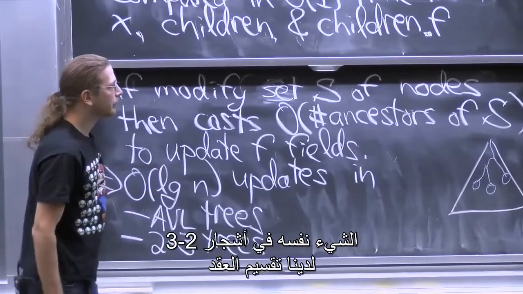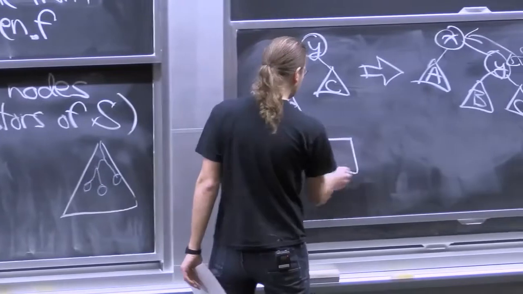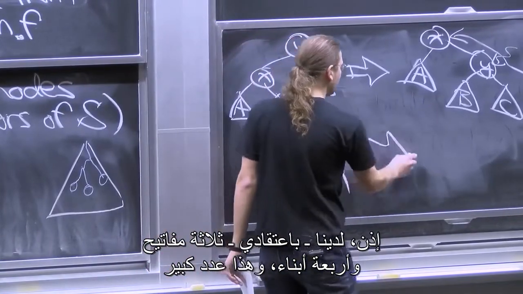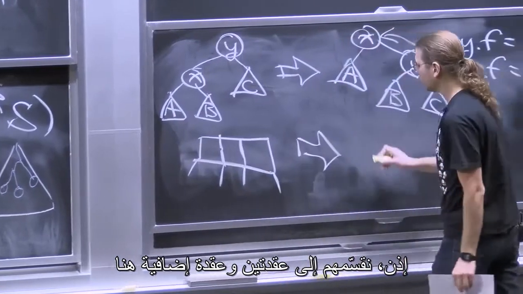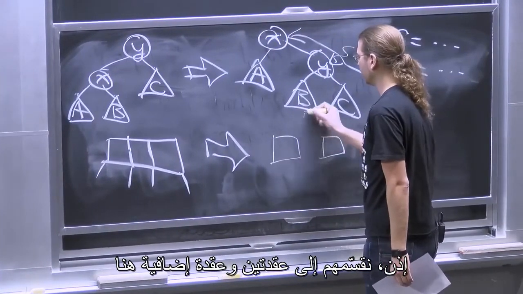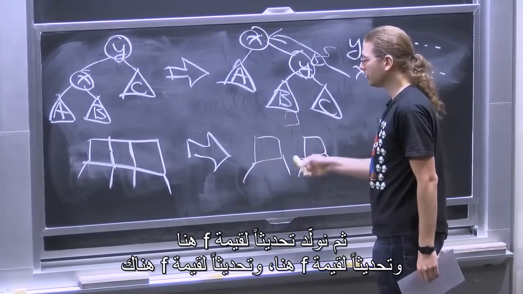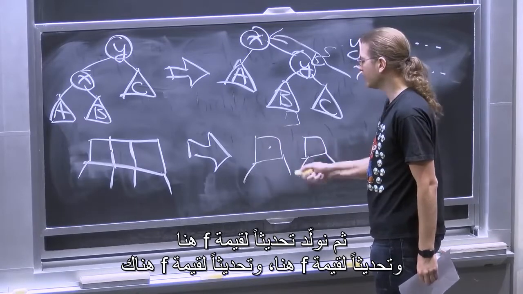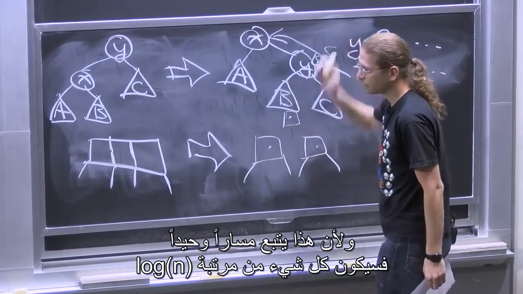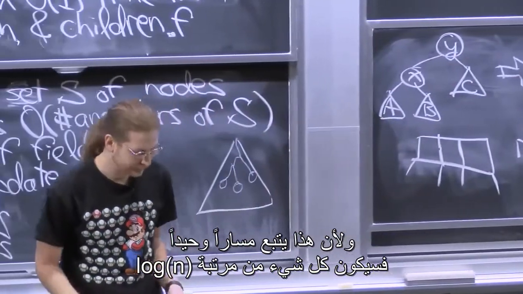Okay, same thing with 2-3 trees. We have a node split. So we have, I guess, 3 keys, 4 children. That's too many. So we split to 2 nodes and an extra node up here. Then we just trigger an update of this f value, an update of this f value, and an update of that f value. And because that just follows a single path, everything's log n.